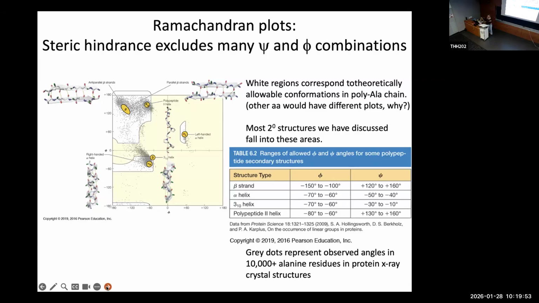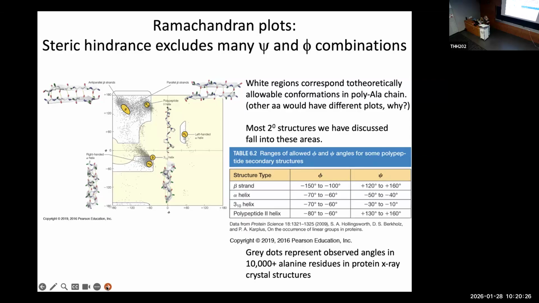Those common secondary structures all map to those regions that are predicted to be allowed. So then what he wanted to ask was, okay, these are theoretically allowable angles. What has actually been documented on protein structures that have been solved? So looking at alanine residues in actual real proteins from X-ray crystallography data. And those are shown in gray.